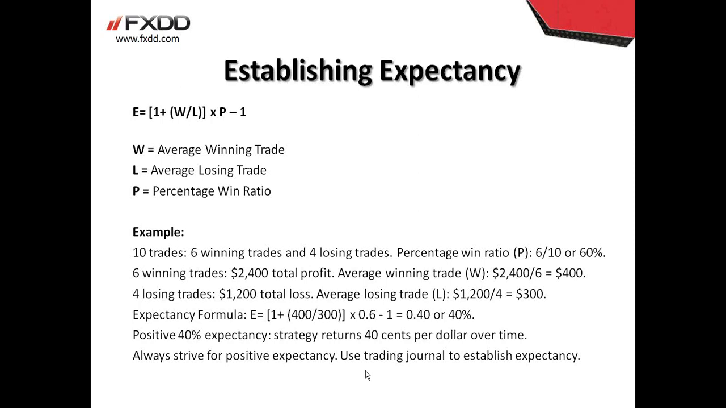So, once again, you have to balance your reward to risk ratio and your percentage win ratio and come up with a way to trade that gives you a consistent, high positive expectancy. And that's really the key to playing this game, or trading in general. So you need to establish expectancy. You need to have a strategy and a risk management profile that helps you establish a high positive expectancy.